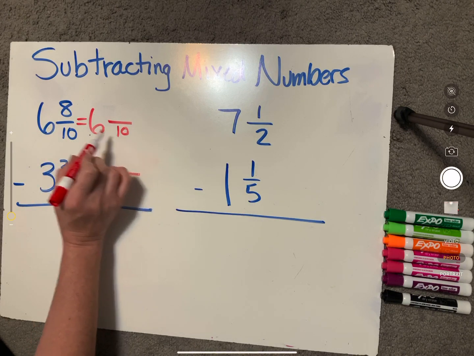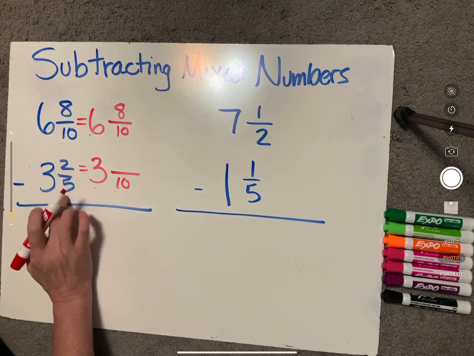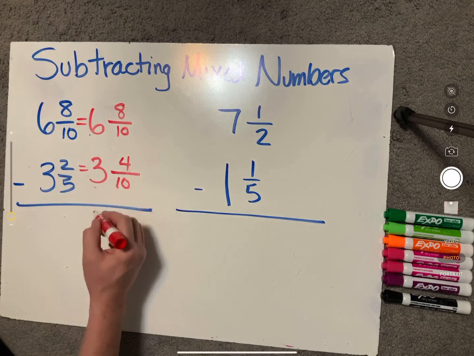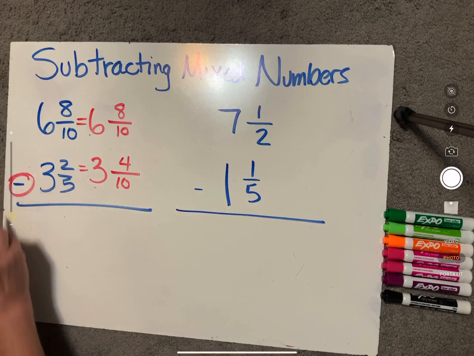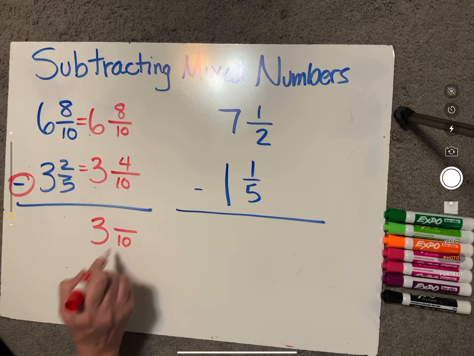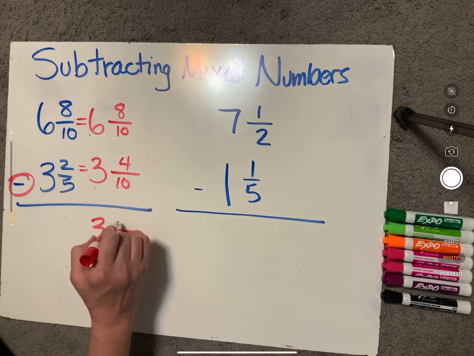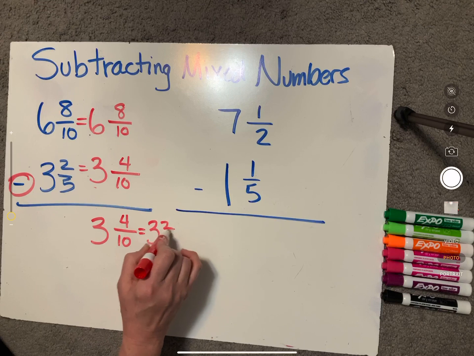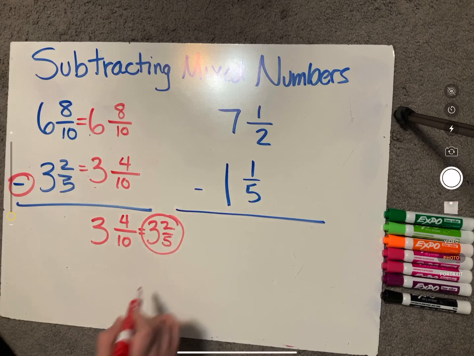So 10 times 1 is 10, 8 times 1 is 8, 5 times 2 is 10, 2 times 2 is 4. And then we're going to subtract this. So we are subtracting. 6 minus 3 is 3. Denominator stays the same. 8 minus 4 is 4. We still need to reduce. So 3 2/5 would be our answer for that.